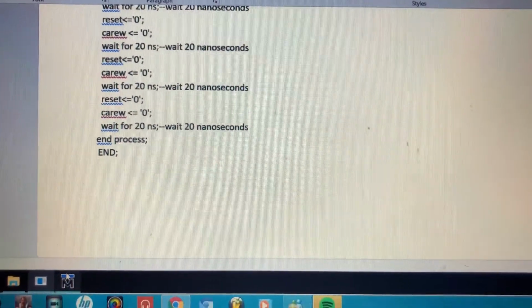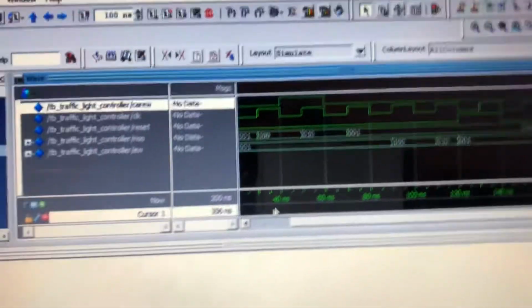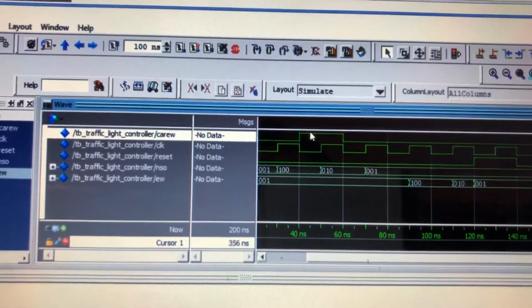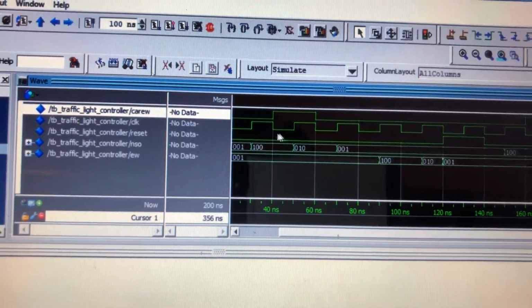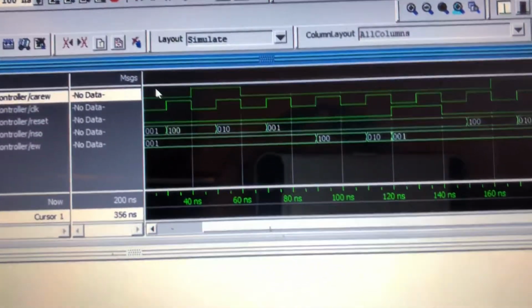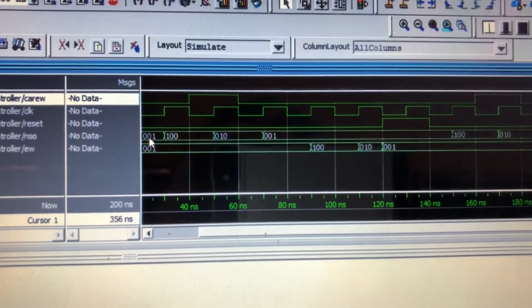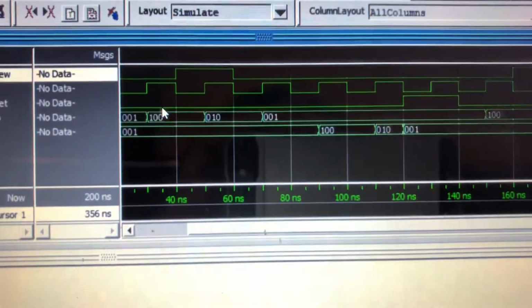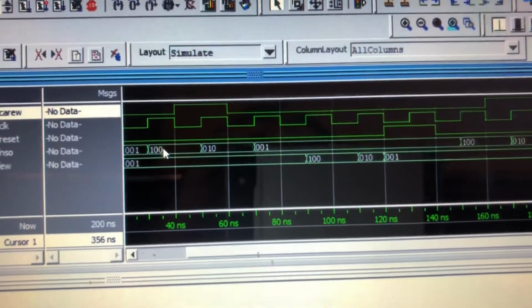And so here I will show you an example of my simulation. So here the top one is the sensor, and I have my clock, and then I have my reset, then I have my north-south direction, and then my east-west direction. So here, as you can see, we're going to start at 001, which, remember, is a red light. So they're both going to start at red. And then north-south will transition to a green light.